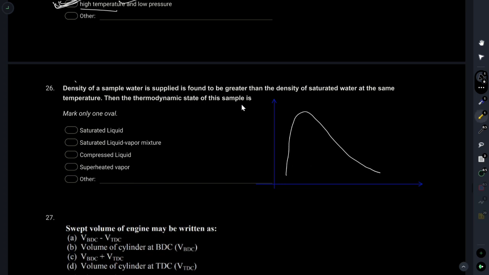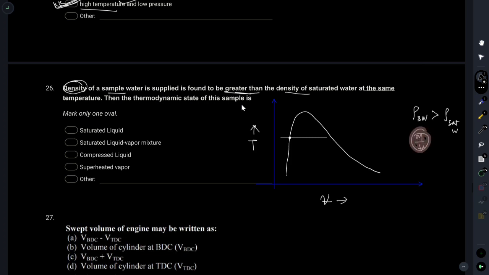If we are talking about a constant temperature process, with the same temperature, we'll get a line somewhat like this. This line corresponds to our saturated condition, isn't it? And it is saying that the density of sample water is greater than that of saturated water. This is plotted between temperature and specific volume. Density is mass divided by volume.